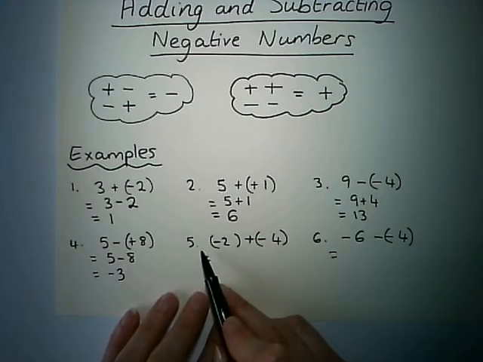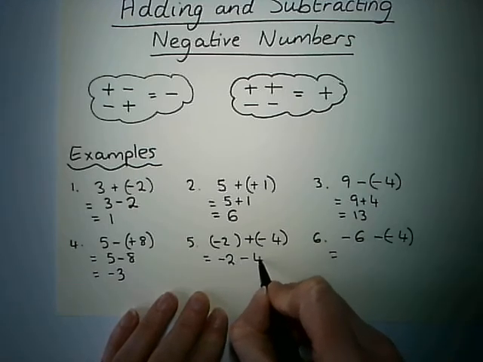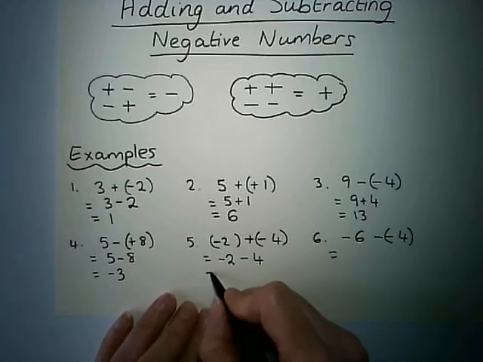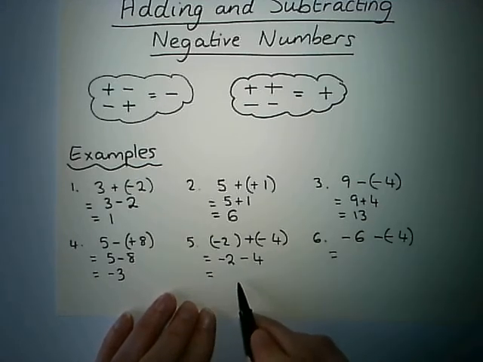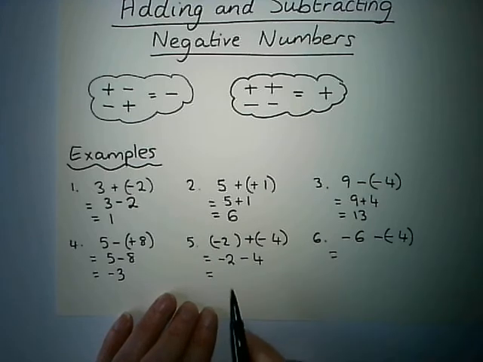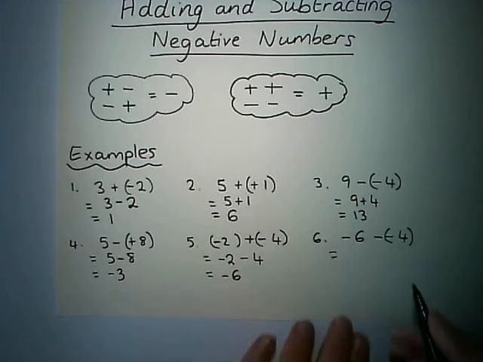Okay, number 5. This means start at negative 2 and take away another 4. You'll see I'm putting the second line of working in for all of these questions just to explain what we're actually doing and then the final answer. So if you ever get two signs right beside each other, please put that extra line of working in. It'll help you work it out as well. So negative 2 take away 4 is negative 6.